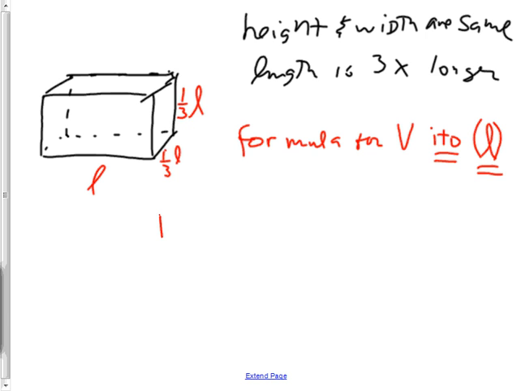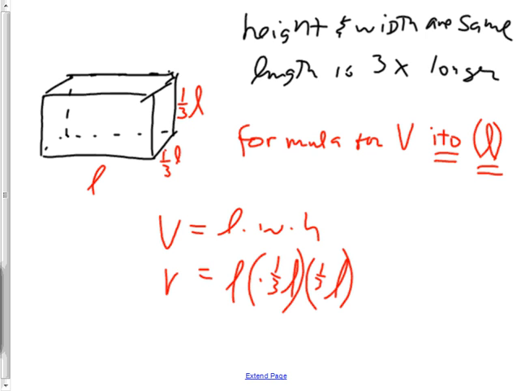Okay, so then final answer, volume is length times width times height, and you get volume is length, which is L, width, which is 1/3 L, and height, which is 1/3 L. There we go. And yes, you could say that's 1/9 L to the third if you wanted to put them all together, but that's not required. Any questions about that one? That was an equation in terms of a variable.